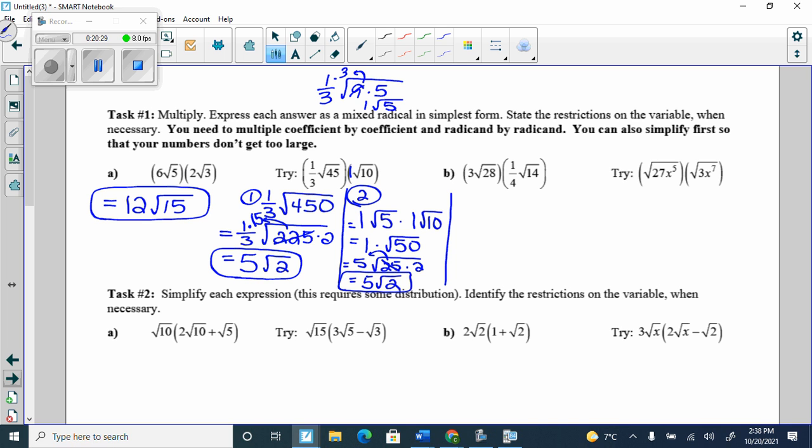But like this one, I could reduce this into 4 and 7 first, right? And then multiply it after. So you could reduce them first, then multiply, or just multiply, then reduce, which I'm going to do. But then you're dealing with larger square roots. So, coefficient times coefficient. 3 times 1/4 is 3/4.